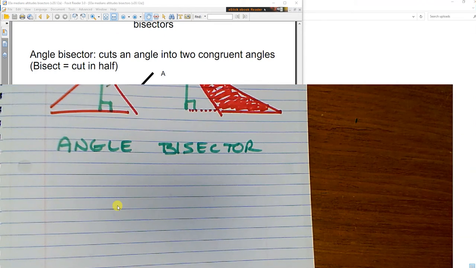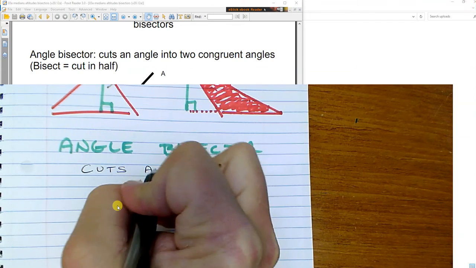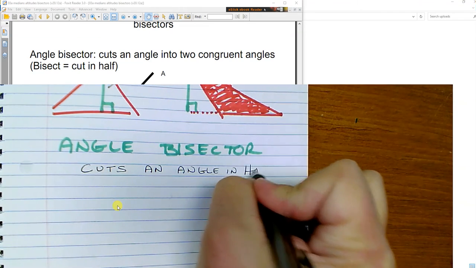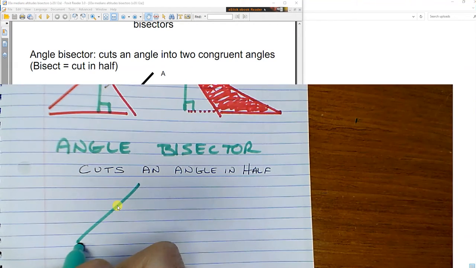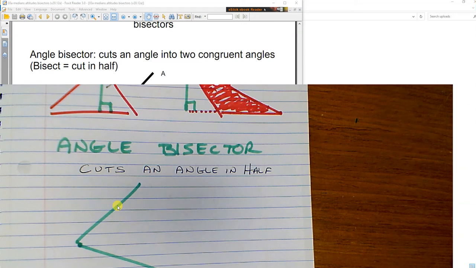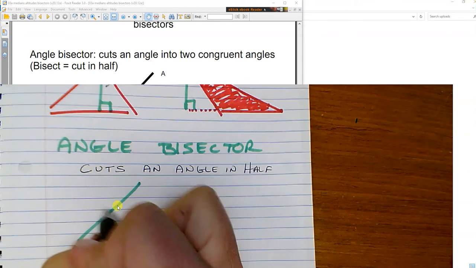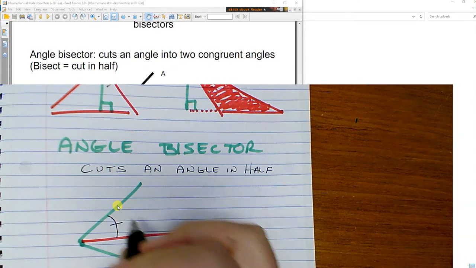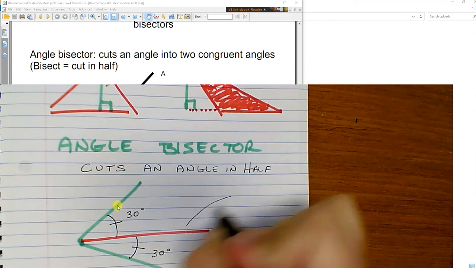Angle bisector. It cuts an angle in half. So if I have an angle right here, and I cut this thing exactly in half, that's an angle bisector. So maybe this one right here, this guy is congruent to this guy. I could show it with some numbers also. Maybe this is 30 degrees, and this is 30 degrees. And this is an angle bisector.